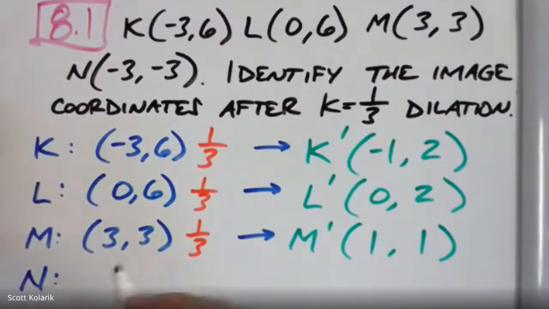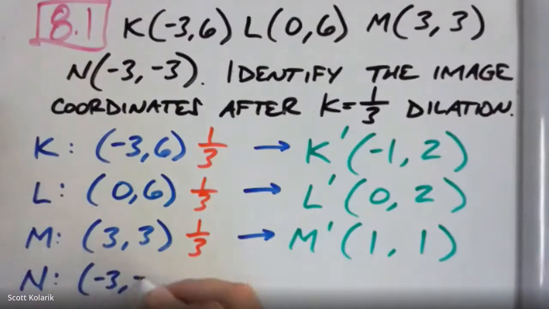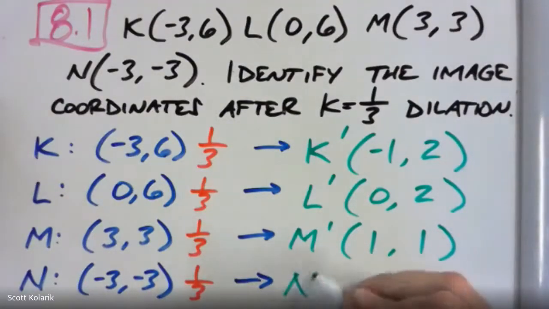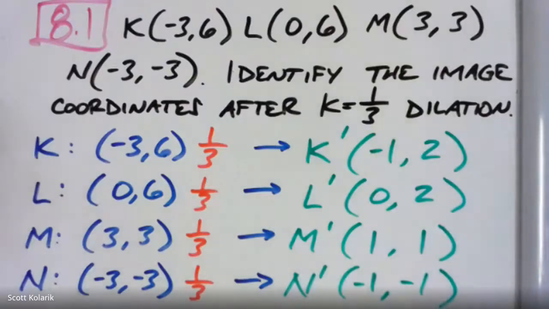Last one is point N. Point N here is (-3, -3). It's okay if it's negatives, just should be aware of that. K is still 1/3. So my resulting image point is now N prime, N apostrophe. And 1/3 times -3 gives me -1. Just be careful of that negative. -3 times that 1/3 gives me -1 again. And there is my series of image points.